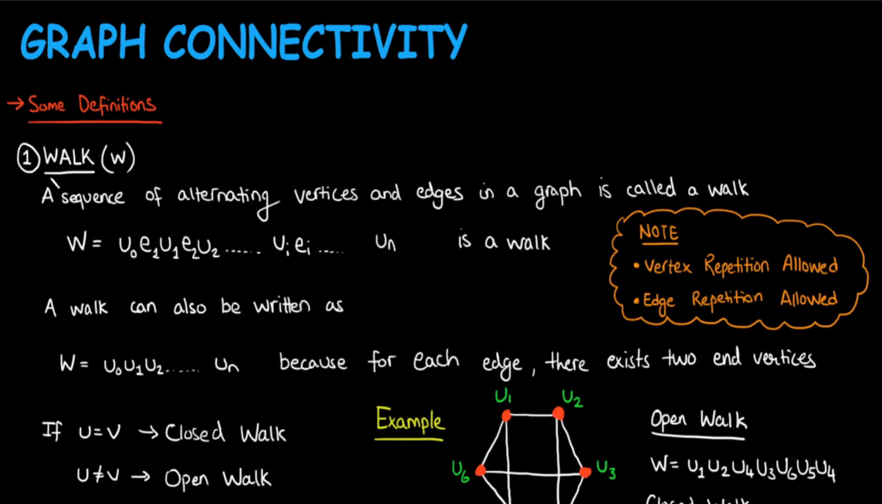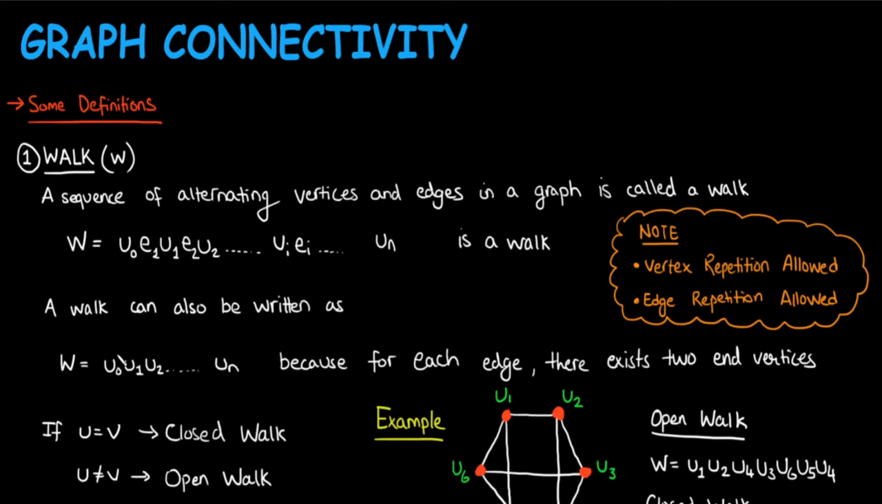So first of all, you have something known as a walk, that is generally denoted by capital W. A walk is a sequence of alternating vertices and edges in a graph. So W is basically your U0, E1, U1, E2, U2, and you follow that pattern on and on till you get UI, EI, and you still follow that to get UN, that is your last vertex. So this is generally called a walk. It's basically a sequence of alternating vertices and edges. And an important note in a walk is that you can repeat your vertices and you can repeat your edges. So vertex repetition is allowed and edge repetition is also allowed.